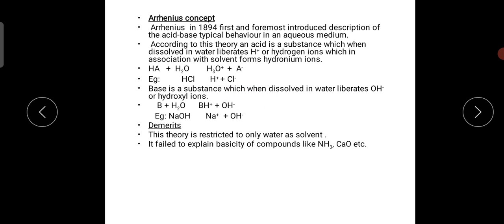Now the demerits. Demerits means we can use water only here. Other than water, no other solvent is permitted. Then we cannot explain the basicity of all types of compounds like calcium oxide, ammonia, etc.